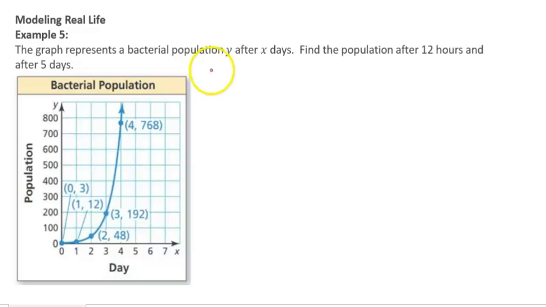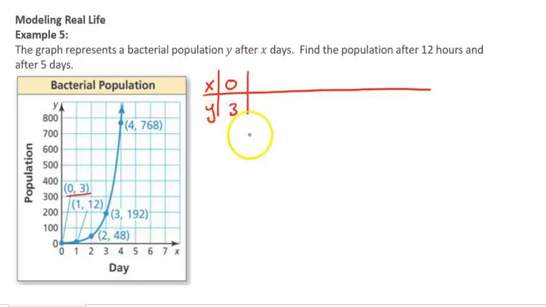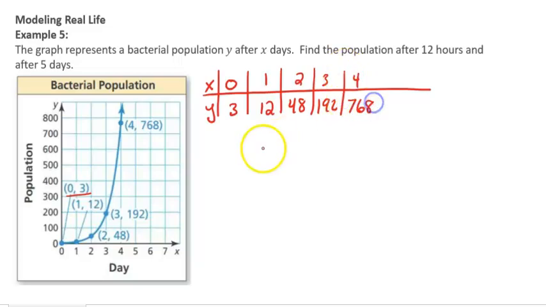So what I'm going to do is make a table of the points so that I can see them easier. Like this first point, 0, 3: 0 is x, 3 is y. And just keep doing that with all of the points in order: 1, 12; 2, 48; 3, 192; 4, 768.